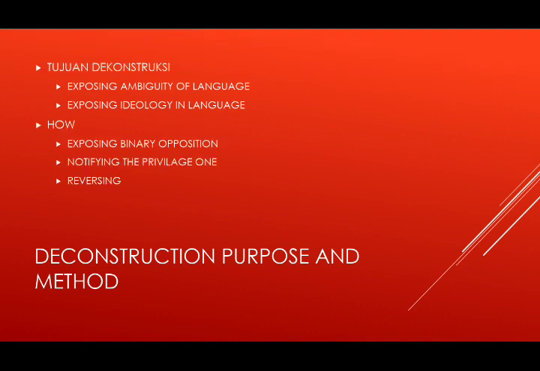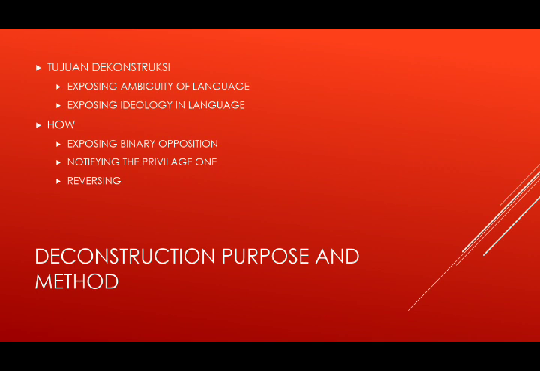Next, how the methods work. The first method of deconstruction is exposing the binary oppositions. When you want to work with deconstruction, the first step you have to do is finding the binary opposition. And then the second, after you find the binary opposition, is notifying the privileged one.